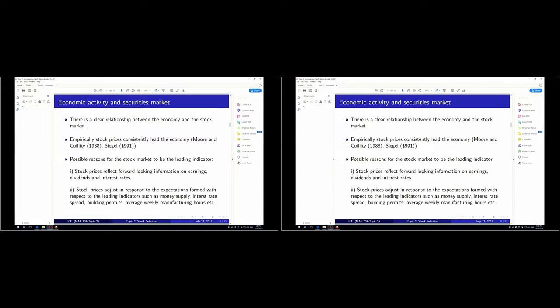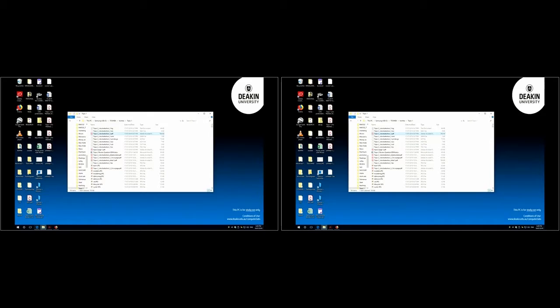Okay, so empirically it has been proven that the stock market leads the economy by three quarters or so. The possible reason for the leading role of this stock market indicator is that stock prices reflect forward-looking information. If the economy is going to do well, then it will be reflected by the stock market three quarters ahead. If earnings are going to be better and the growth rate is going to be better, then it will be reflected in the stock market. And if all these things are negative, then it will be reflected early enough to show how it's going to affect the performance.